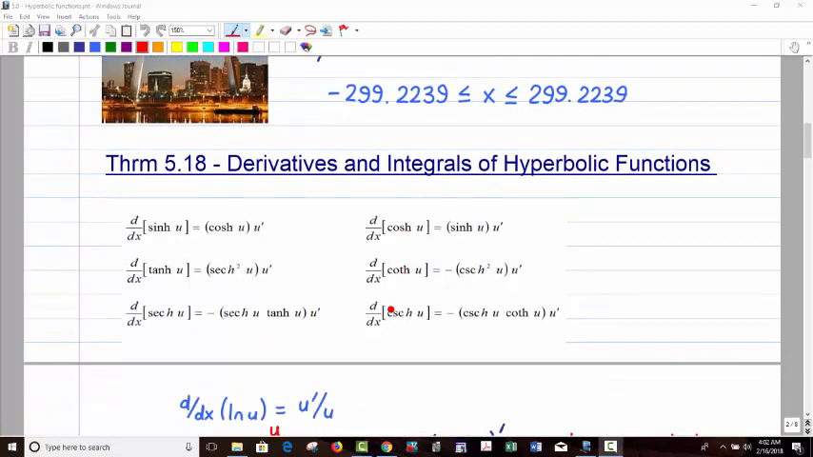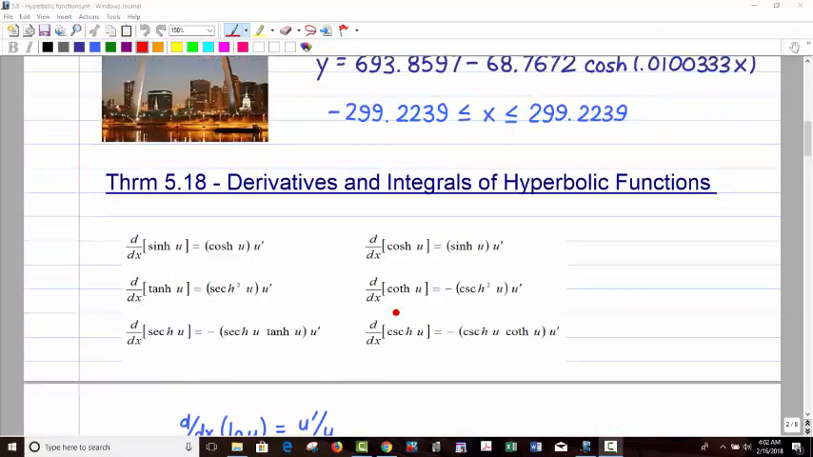Now let's take a look at the derivatives and antiderivatives of hyperbolic functions. You have to be careful, so you want to have access to these. There are two of these that are a bit different from regular trig derivatives. Hyperbolic cosine has a derivative of positive hyperbolic sine, where of course in regular trig, the derivative of cosine is negative sine. This one's okay: tan is sec squared.